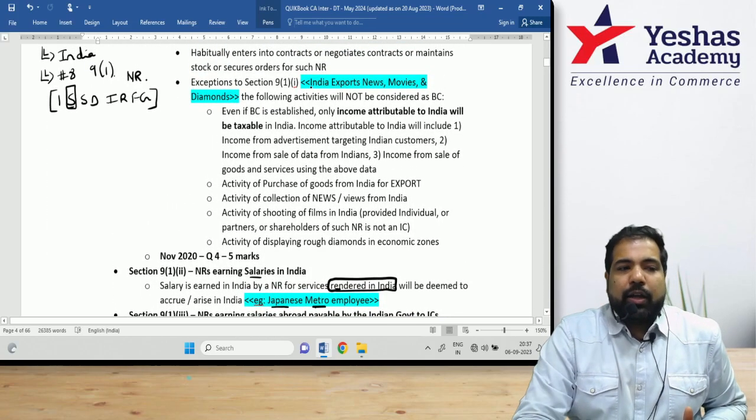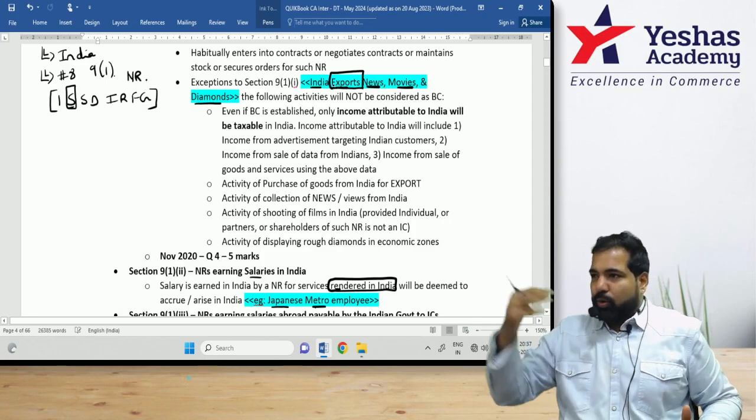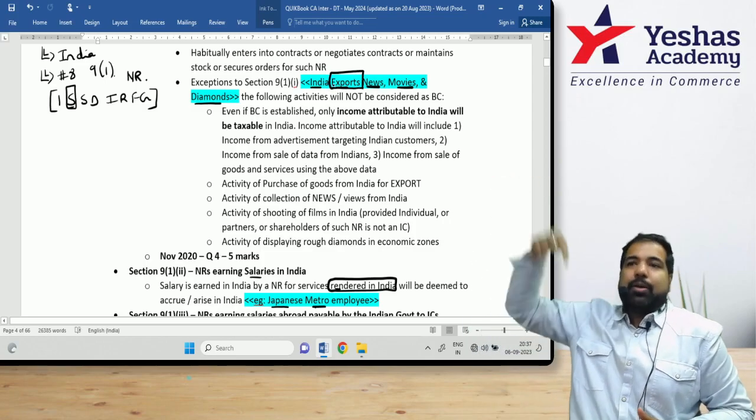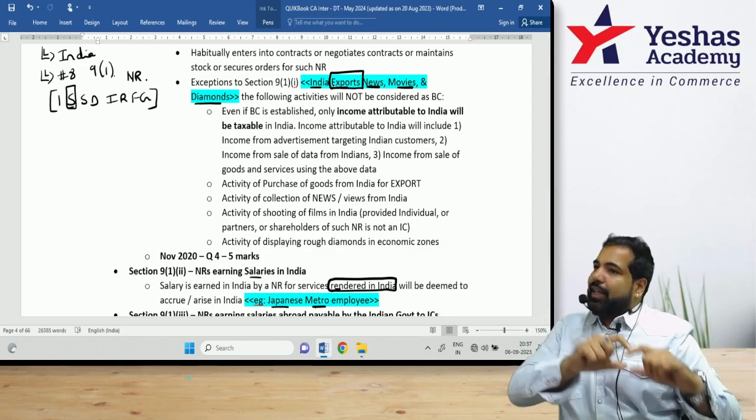What is the shortcut? India exports news, movies, and time. Guys, the activity of purchasing and exporting, that will not make the foreign company taxable in India. Remember Gucci? Yes, Gucci will not become taxable in India. That agent will be taxable.